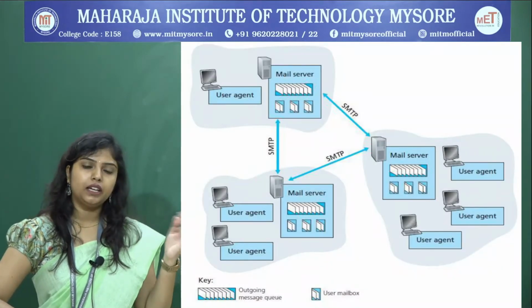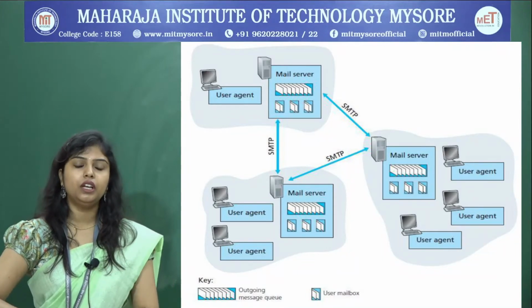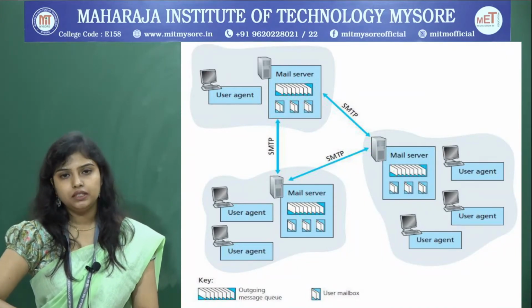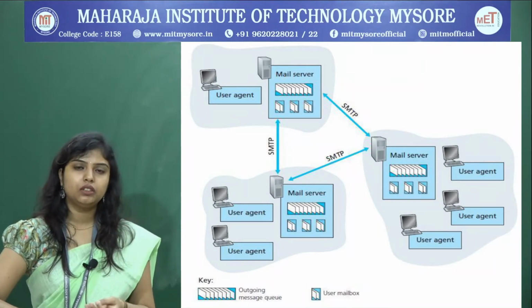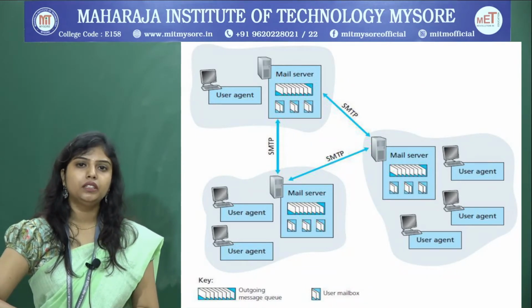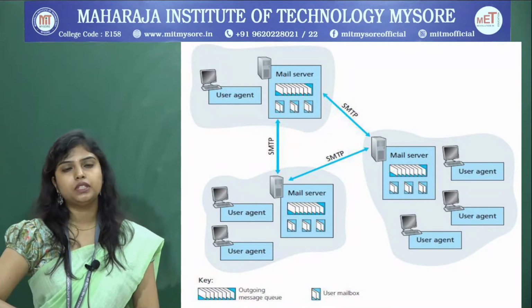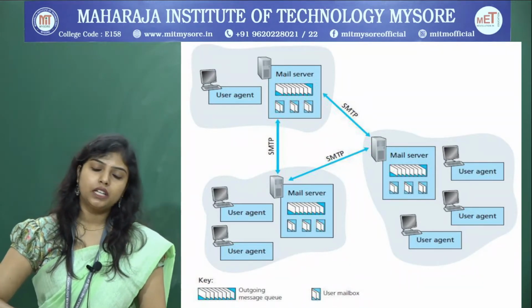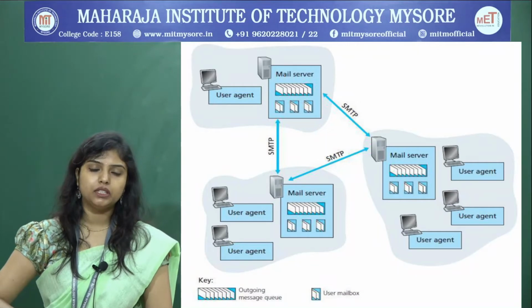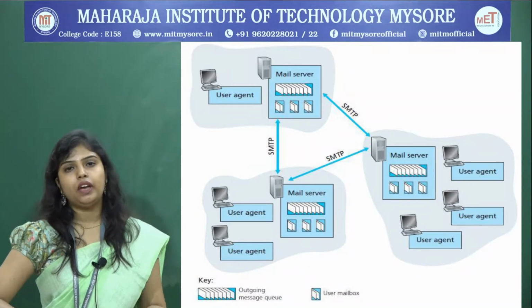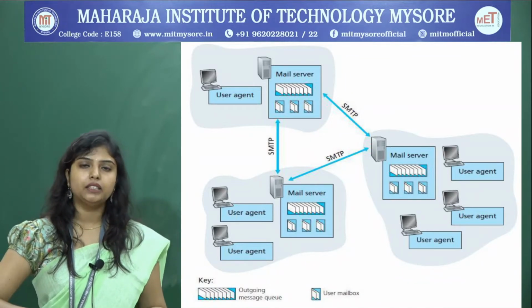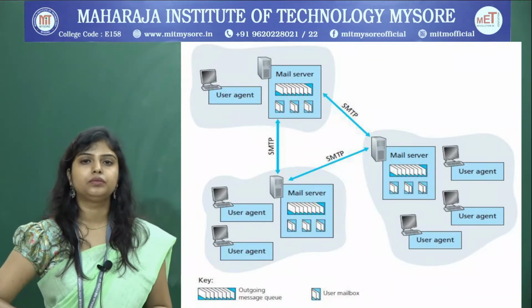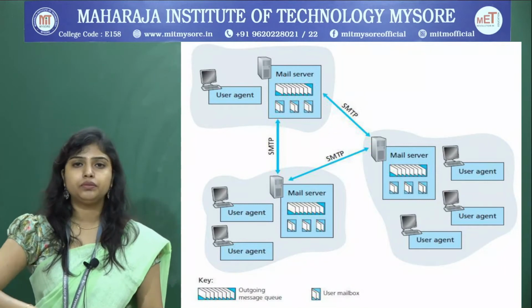As you can see in the diagram, this is the high-level view of the internet mail system. It has three major components, that is user agent, mail server and SMTP. SMTP is nothing but Simple Mail Transfer Protocol. We will study about this in the later sections. So, we have three major components: user agent, mail server and SMTP, which is a protocol.